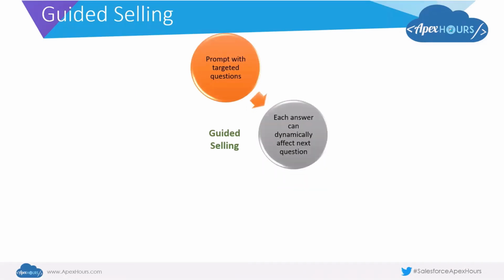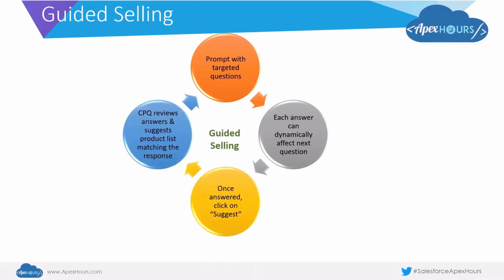Each answer can dynamically affect the questions that follow. After clicking Suggest, guided selling will return all the products that match the customer's needs. In simple terms, Salesforce CPQ reviews the answers and shows the Add Products page with a list of products that match their responses.